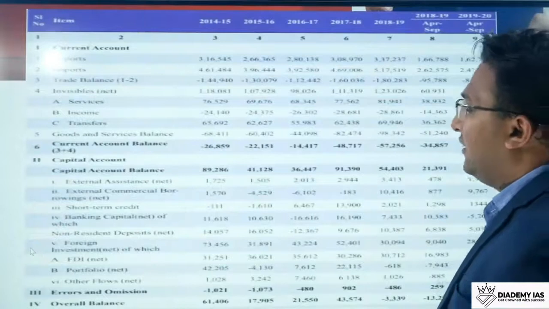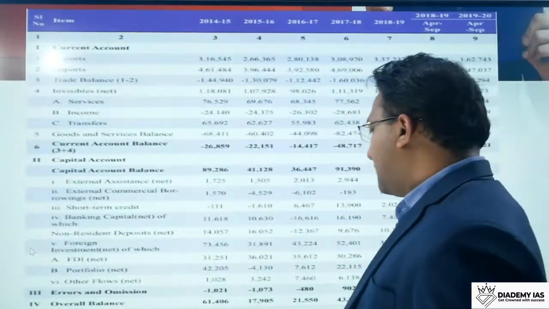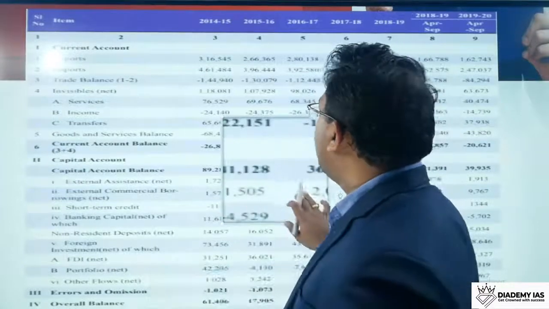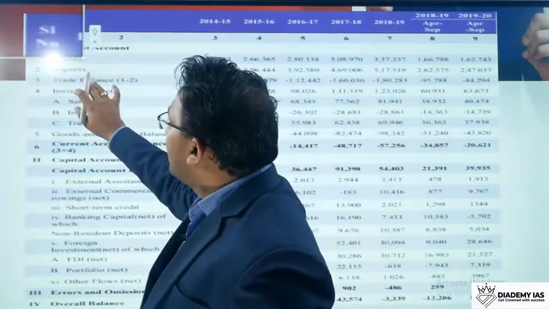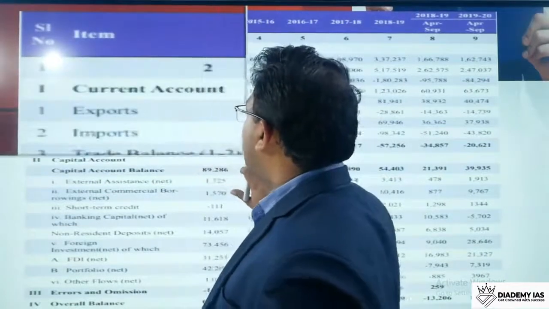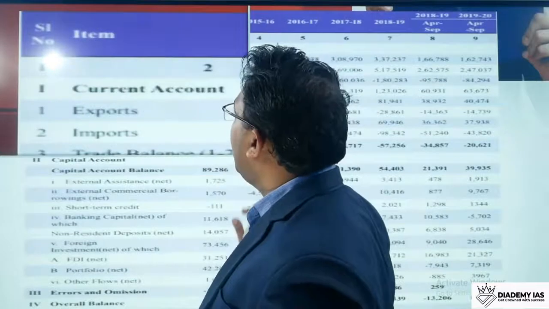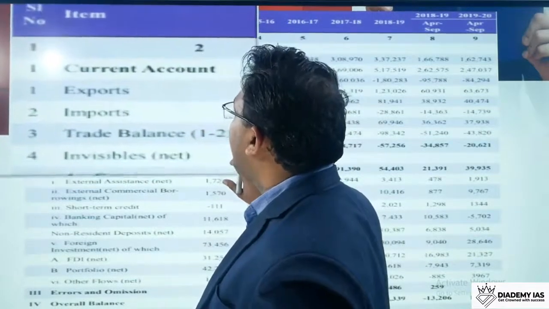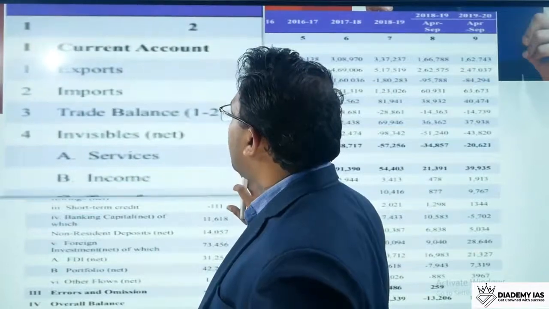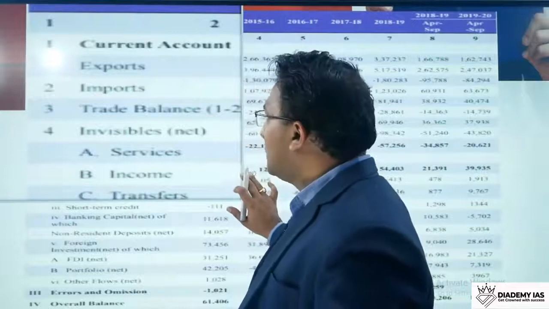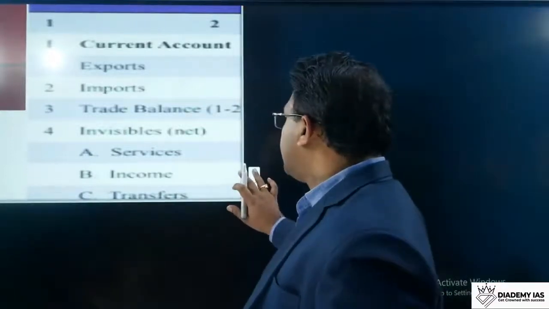Before that, let us see this statement from the Economic Survey 2019-20, the latest economic survey, which was released in the month of January 2020. From that survey, we can see the first item is current account. Inside the current account, we have export, we have import, and the net difference of export and import comes out to be the trade balance, right?